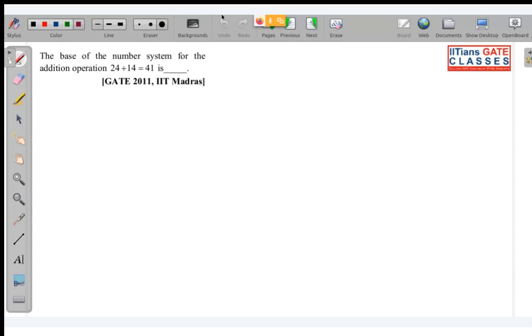So everybody is getting 7 except Bhumika. Why? Bhumika, why are you not getting 7? So this is very simple. Let us assume the base of the number is x. So that is 2x plus 4 plus x plus 4 is equal to 4x plus 1. So this is 3x, so if you take it over here, this will be x is equal to 7.